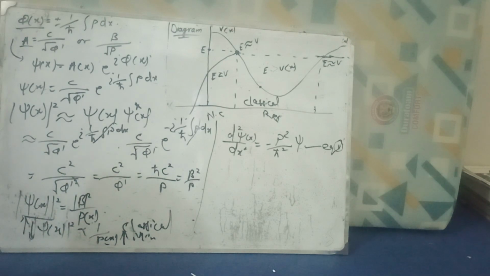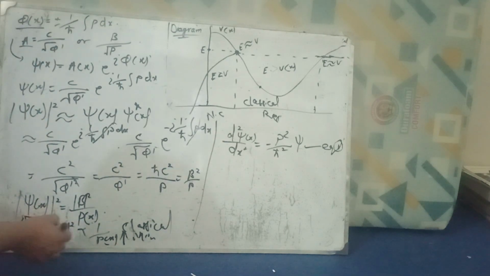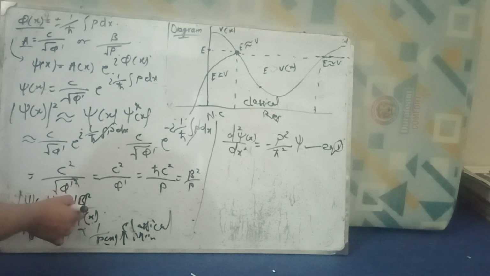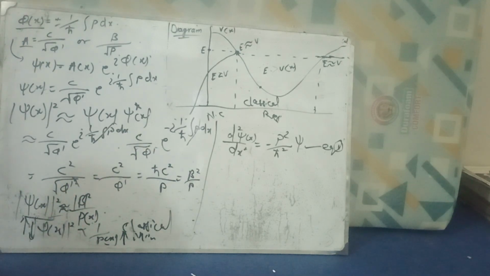This is the classical region calculation. We get the approximate solution for the electron.